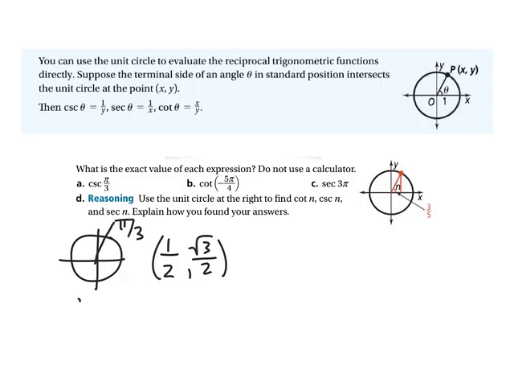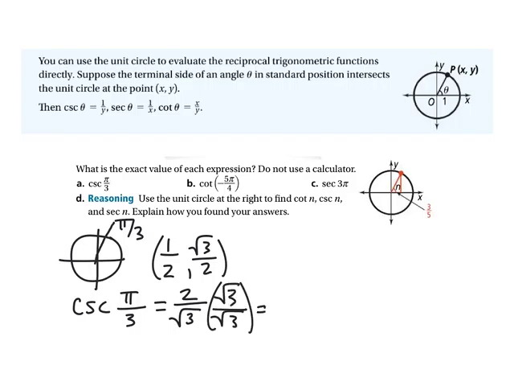So if I want to find the cosecant of pi over 3, I want the reciprocal of the sine. So that's going to equal 2 over root 3, which then of course has to be rationalized, that denominator. So multiply by root 3 over root 3, which is going to give you 2 root 3 over 3. And that is the cosecant of pi over 3. Okay?